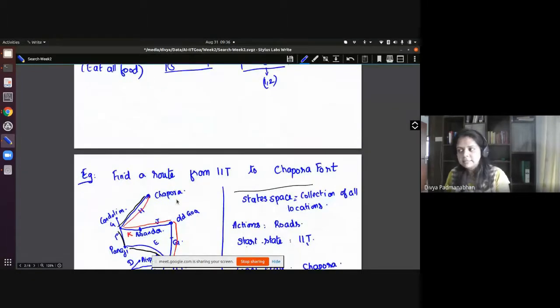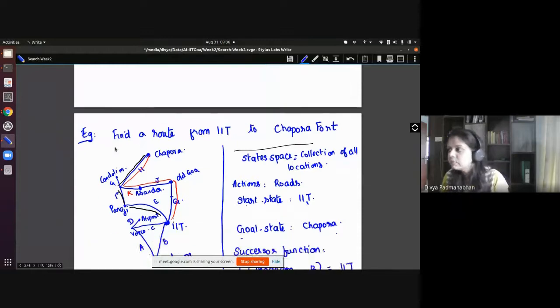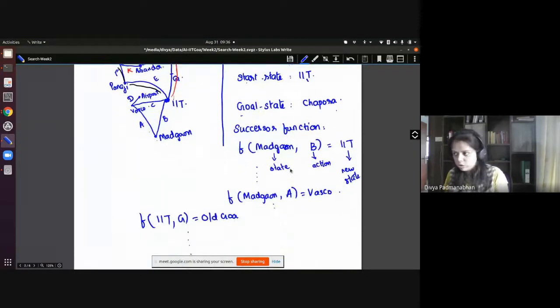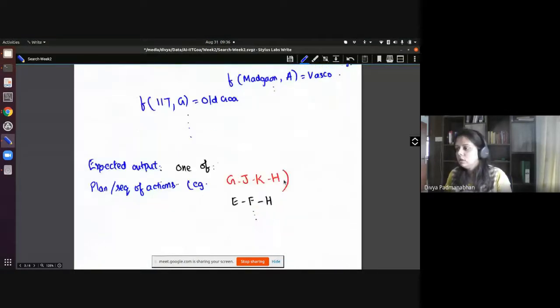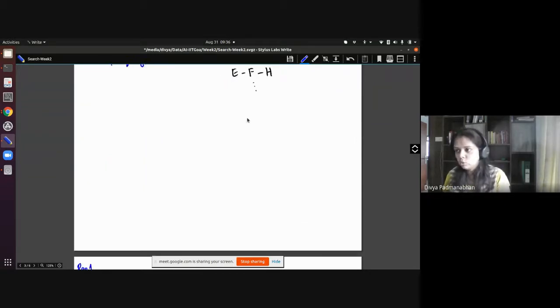And another example was finding a route from IIT to the Chapura fort. And we defined all these quantities. We also said what a plan corresponds to in this example, and the objective is to find some plan. You should be able to reach the goal.